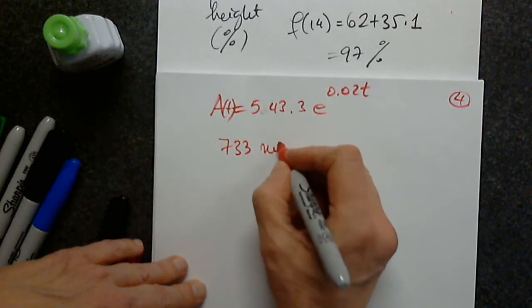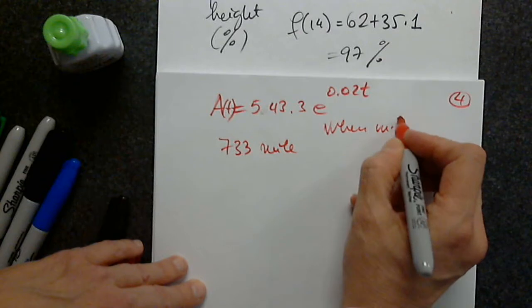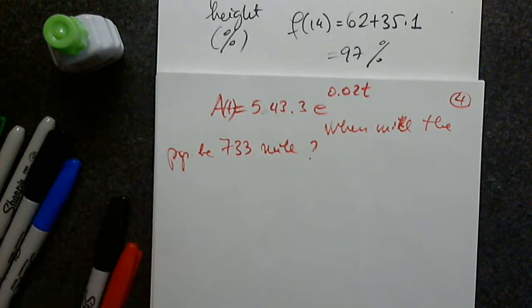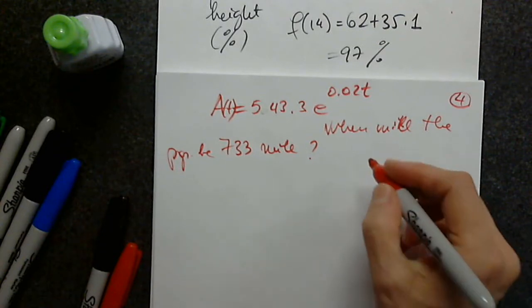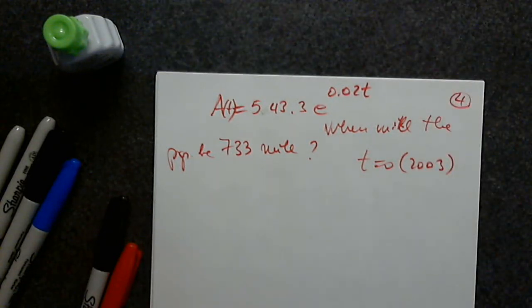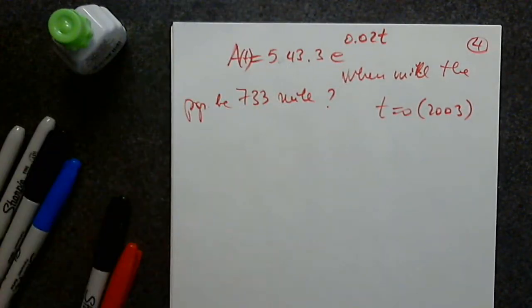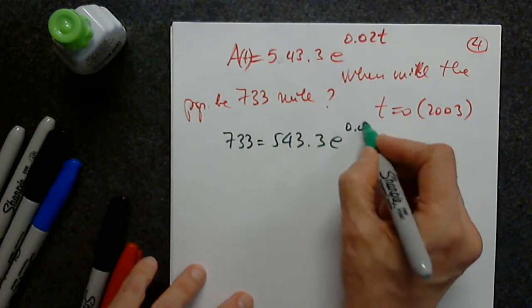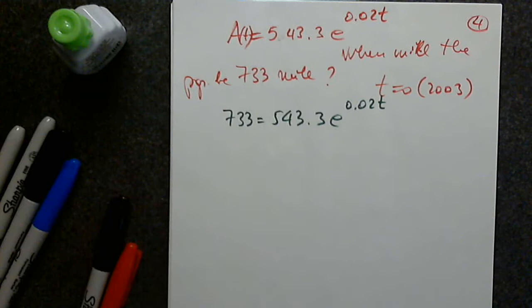So when will the population be 733? Good, perfect. And it's t years after 2003. Very good. So t equals 0 represents 2003. So what do we do? What is given to us and what are we going to do? What is given? Yes. So we have 733 equals 543.3 e to the 0.02t. Perfect. Well done. Now what?